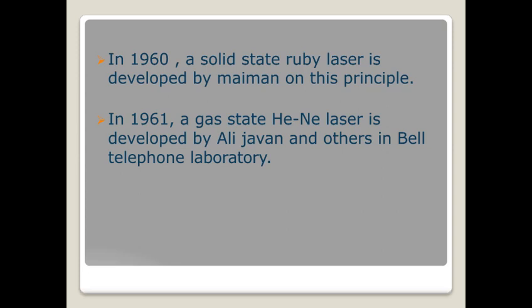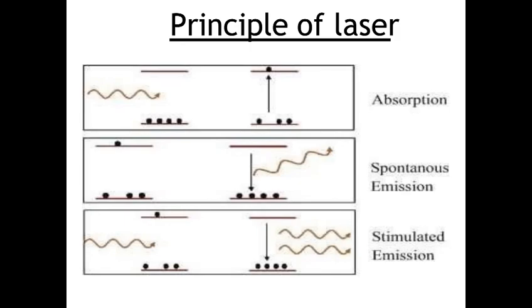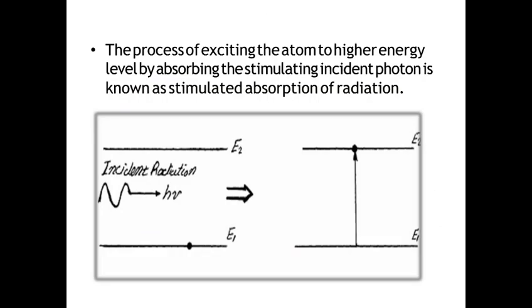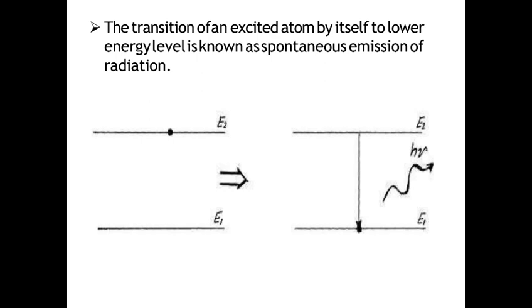The principle of laser includes the basic interaction happening between the matter and radiation. You can see the interactions are mentioned: absorption, spontaneous emission, and stimulated emission. The first one is absorption. It's the process of exciting the atom to a higher energy level by absorbing the photon which is incident on the atom. This is called induced or stimulated absorption of radiation.